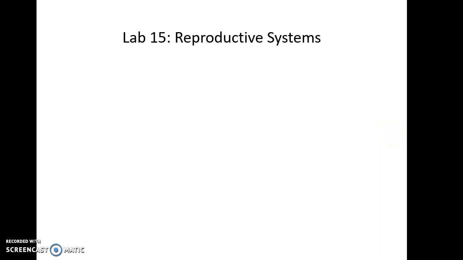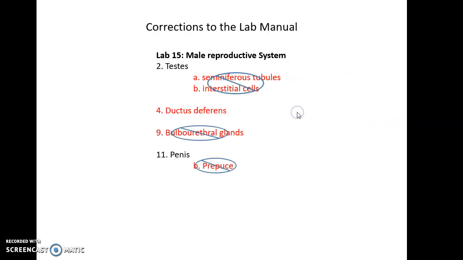All right, Lab 15, the reproductive systems. If you go to page 153, you'll see under testes, seminiferous tubules, and interstitial cells. You can scratch those out. They are not on our model.